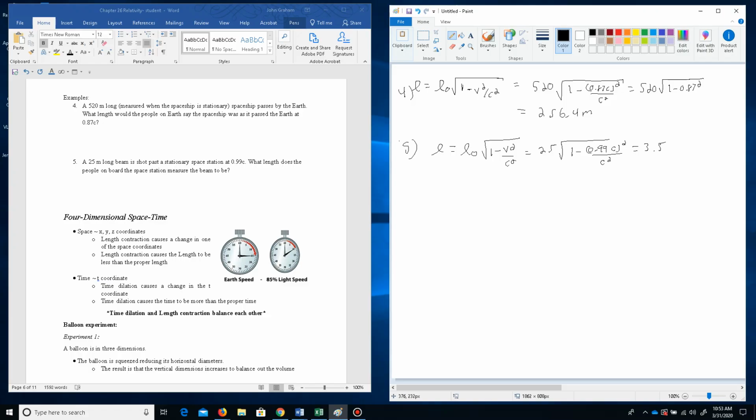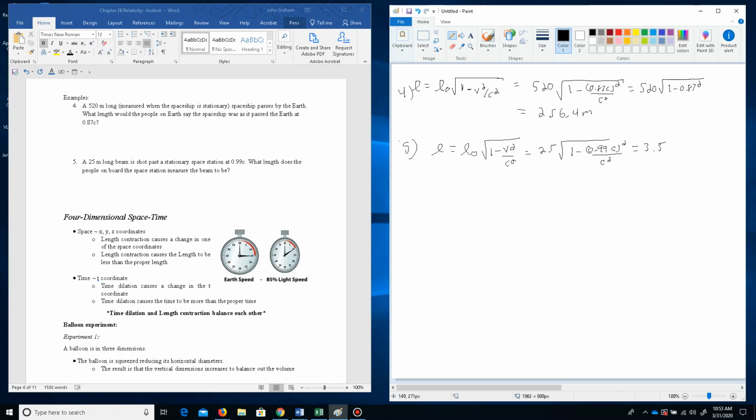Okay, so we will see this as 3.5 since what would be a longer object is moving that fast. We would see it as it looks a lot shorter.